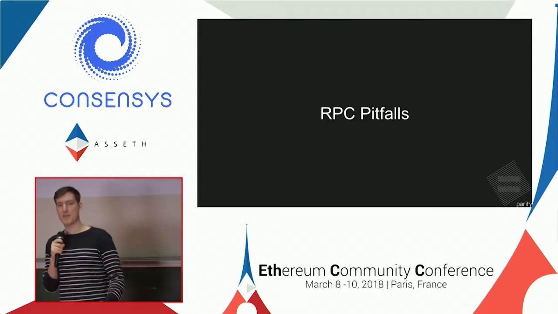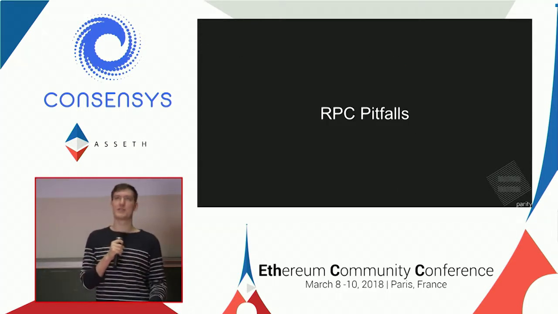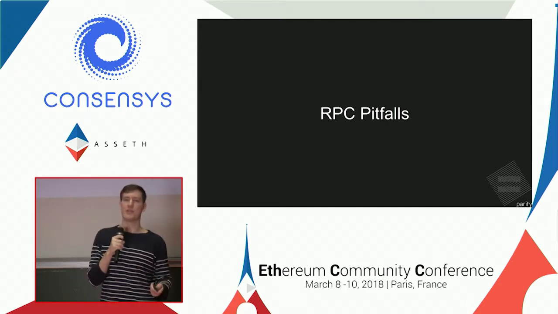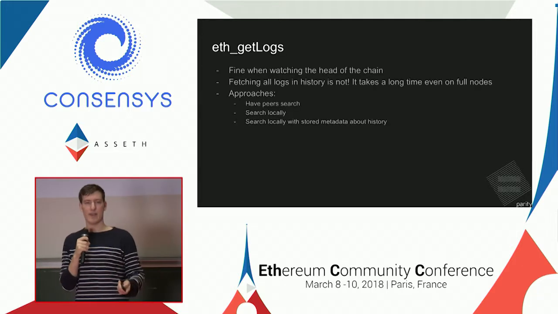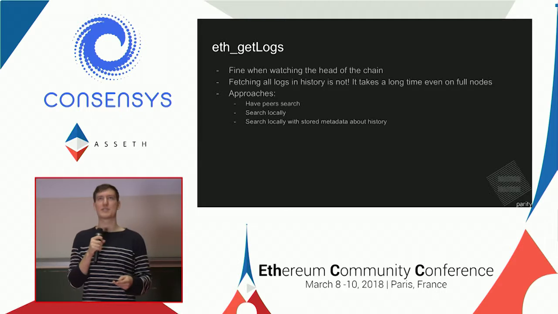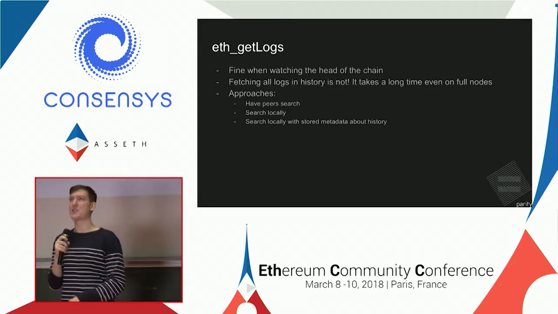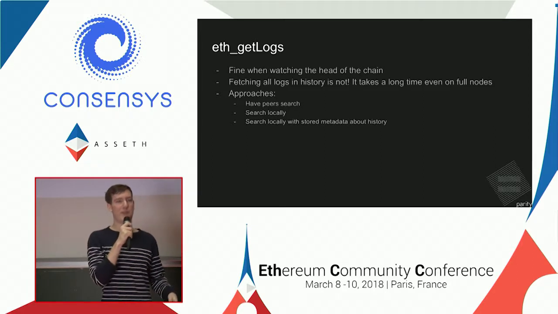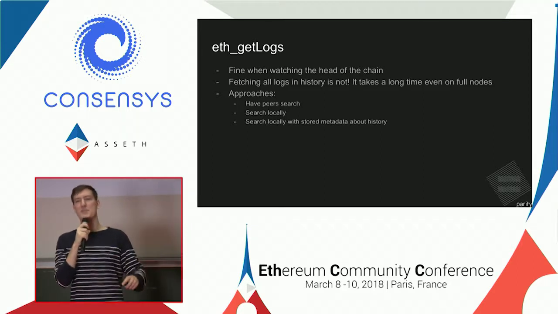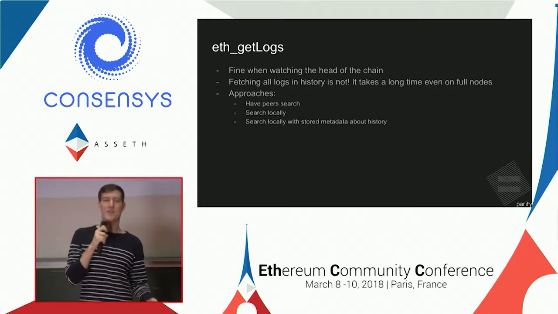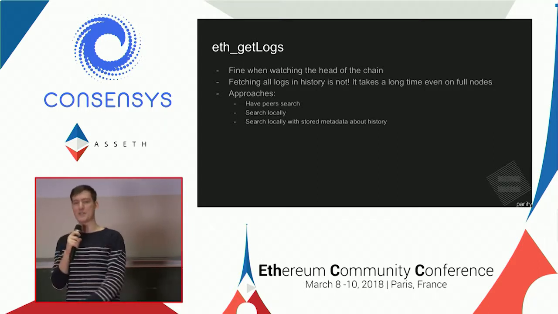So to speak a bit to the developers in the audience, when you build an app on the light client, what are some pitfalls you can avoid? The first one, of course, is eth_getLogs. It's fine when you're watching the head of the chain, especially if you're doing it in a publish-subscribe way: a new block comes in, we check a Bloom filter, then we get the receipts if it matches, et cetera. But if you're going through history, it doesn't really work.